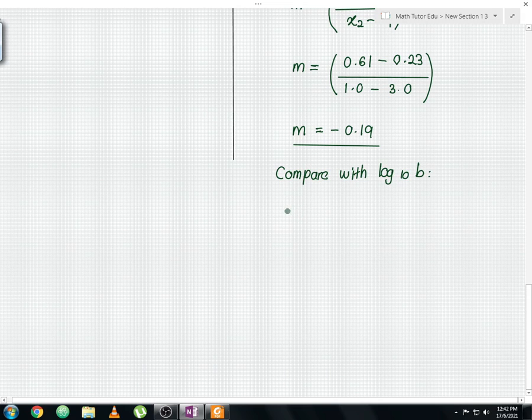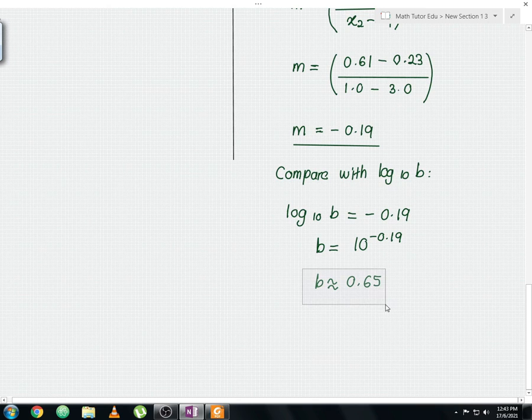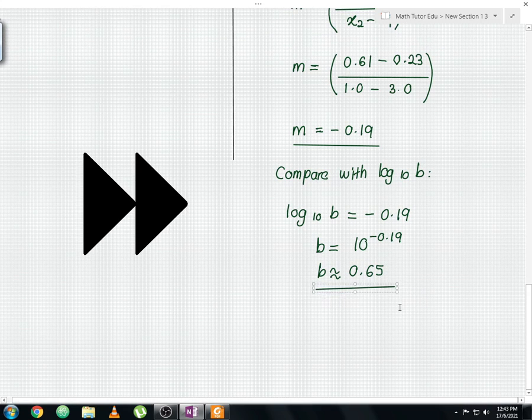Okay, so from here log 10b is equal to negative 0.19. So to get the b, what you do, you perform the anti-log. So b will be equal to 10 to the power of negative 0.19. So from here you should get your b approximately 0.65. Okay, so this is your second solution. So let me underline this.